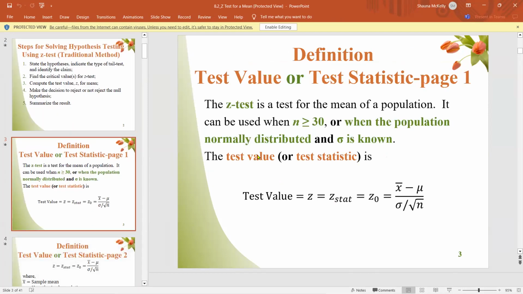This is your test statistic formula. Should look very familiar. This is the central limit theorem for the mean. This is the same formula that you saw there.